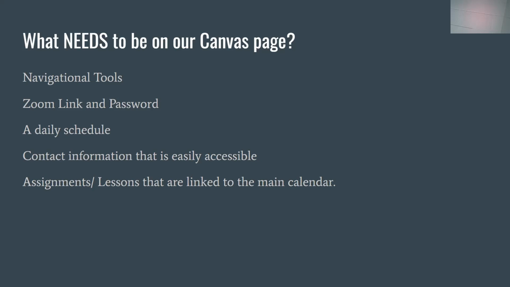You need to have contact information that is easily accessible. So don't bury it 12 pages deep; have it on that home page, however you communicate with your kids. And you need to have your assignments or lessons linked to the main calendar. For some, that's as simple as adding a due date.